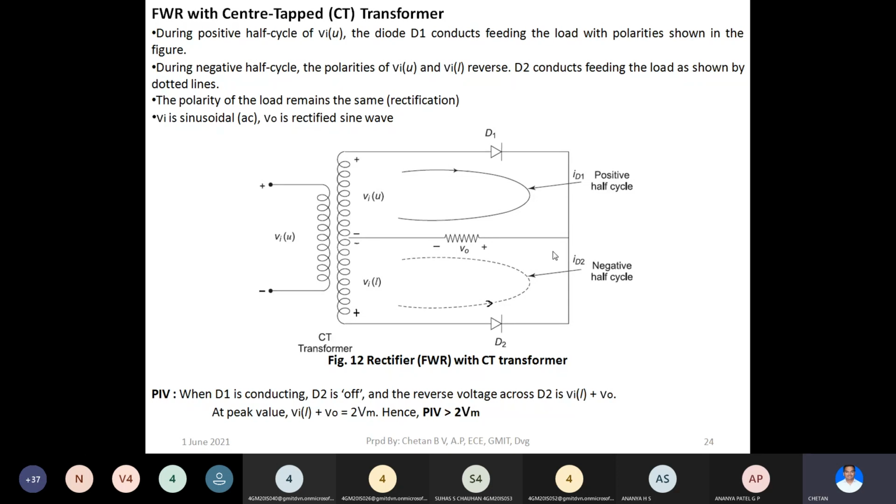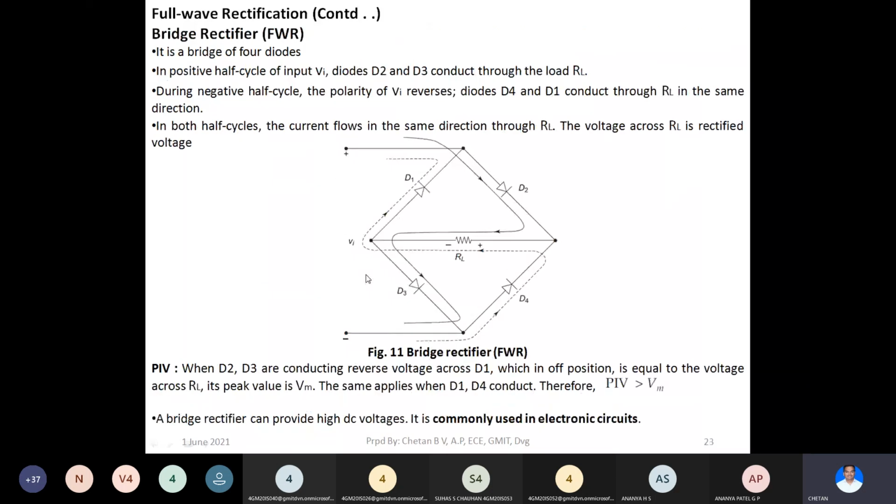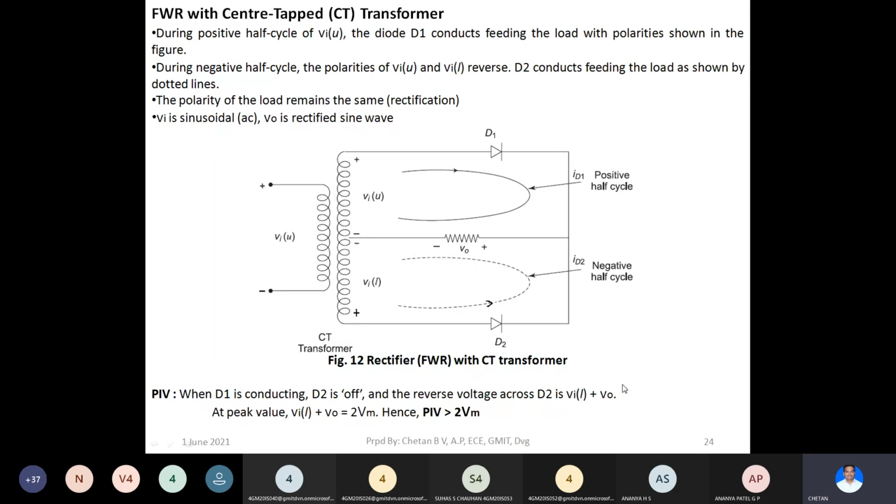But the disadvantage of this full wave center type transformer is you have to take a transformer which has the center tap. Means you have to take a transformer which has two parts in its secondary, so that you can utilize the center tap for rectification. Usually the transformers with this setup cost more compared to the normal transformer. Therefore the bridge rectifier is always preferred for most electronic circuits. I hope this is clear. The rectification process is clear.